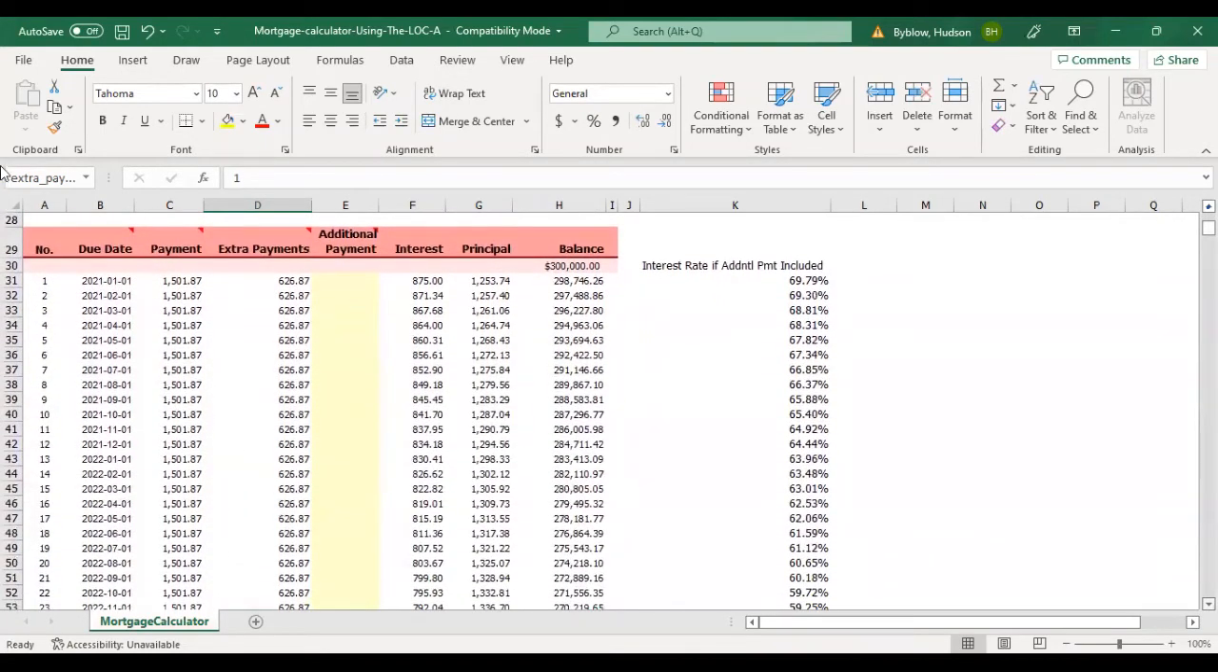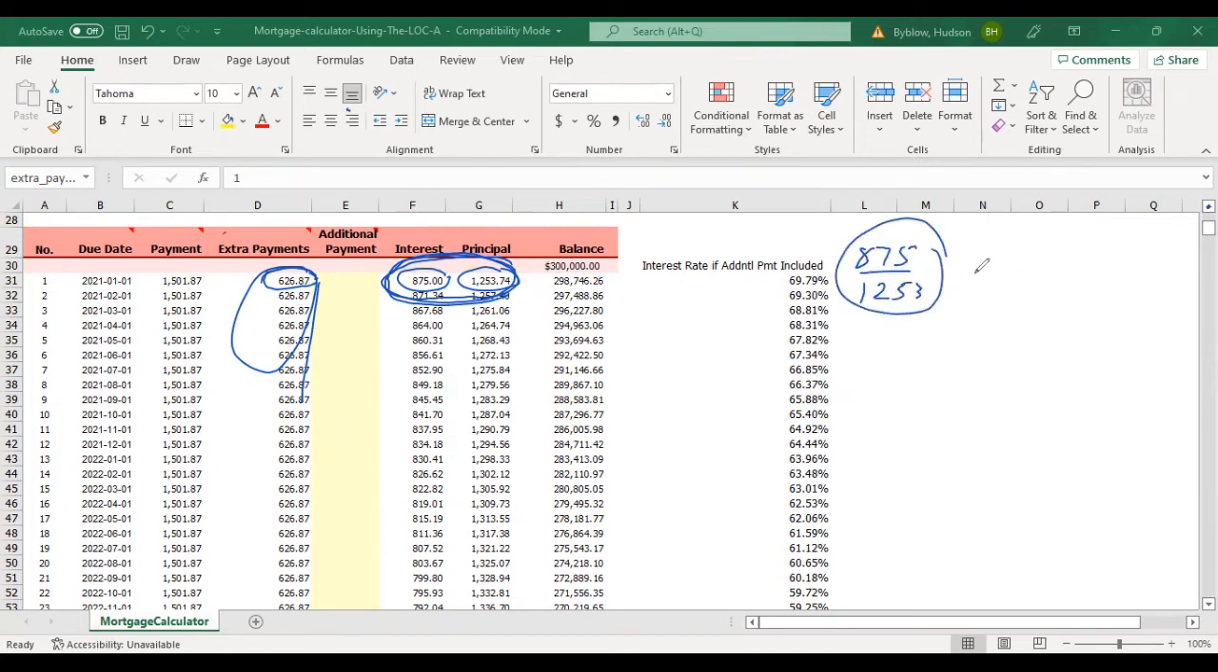Okay, so if we do an extra principal payment of even the basic amount, which was the principal of the first payment, if that's all we did, then our principal would be much bigger and our interest would still be what it was. But now the ratio of principal compared to interest would be different. And of course, that means the interest rate, as a proportion of principal, would be basically 875 over 1253, which turns out to be 0.6979, as you can see right there.